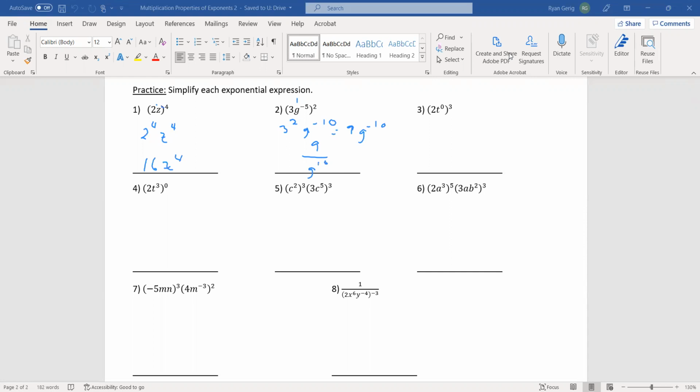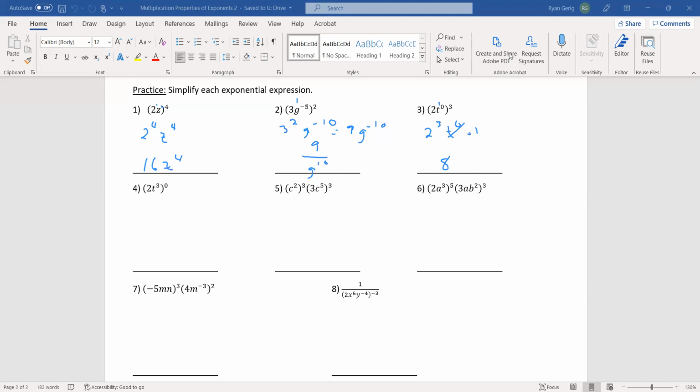Okay. Number 3, 2 has an exponent of 1. A lot of people see that 0 exponent, they think, oh, the answer is 1. It's not. Each exponent gets multiplied by 3. So 2 to the 1 times 3 is 3. 0 times 3 is still 0. But 2 to the third is 8. T to the 0 is just 1, so that equals just 1.